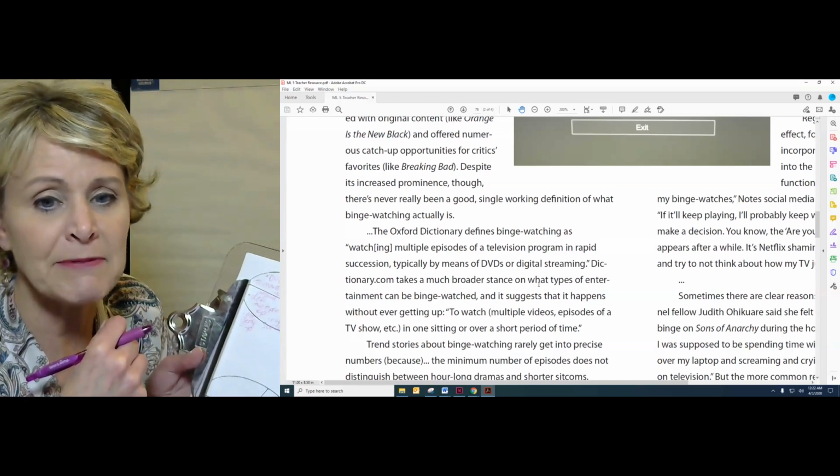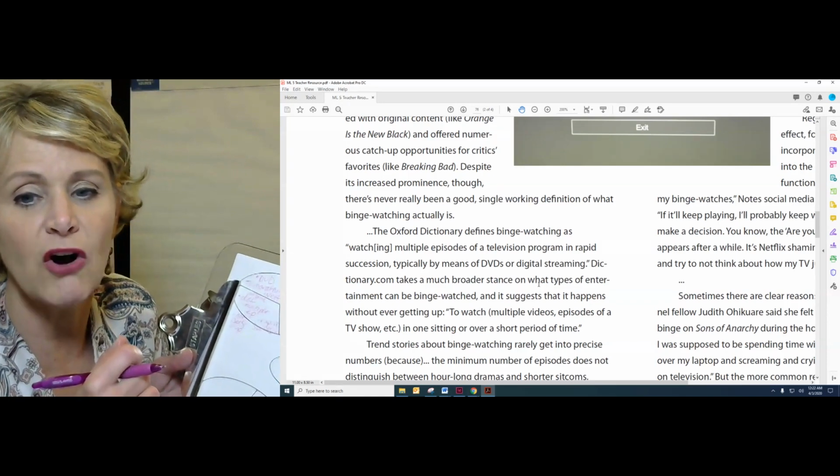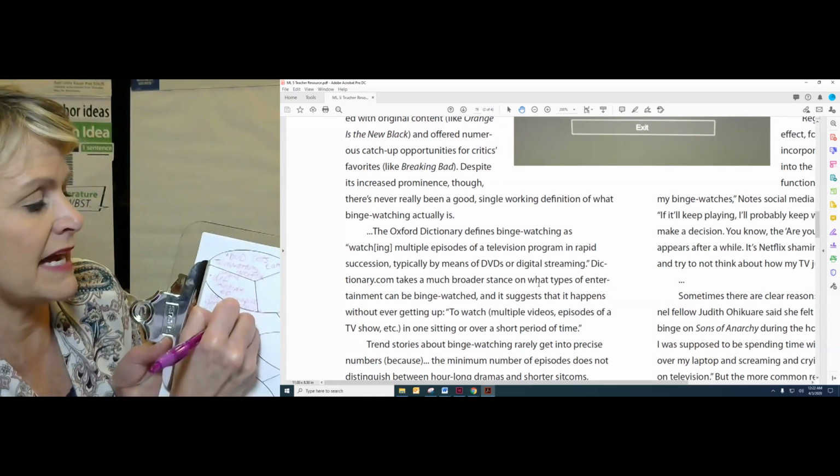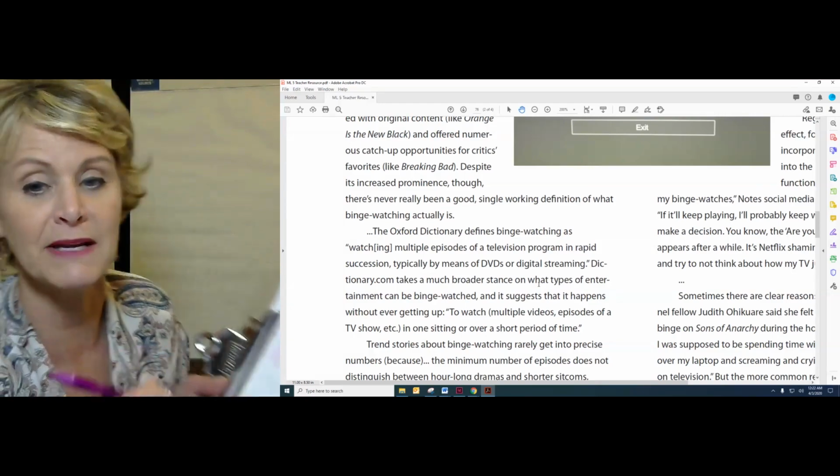And it suggests it happens without ever getting up, to watch multiple videos, episodes in one sitting over a short period of time. That's all part of the definition. Short period of time. Got it.